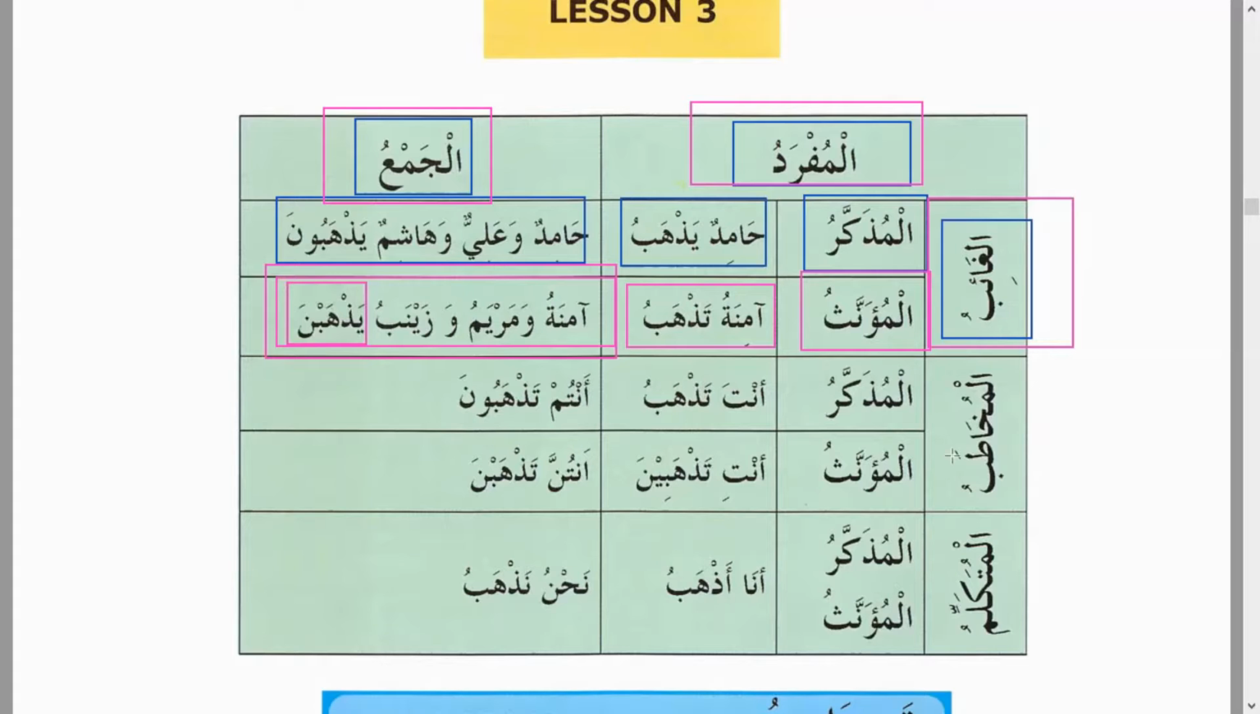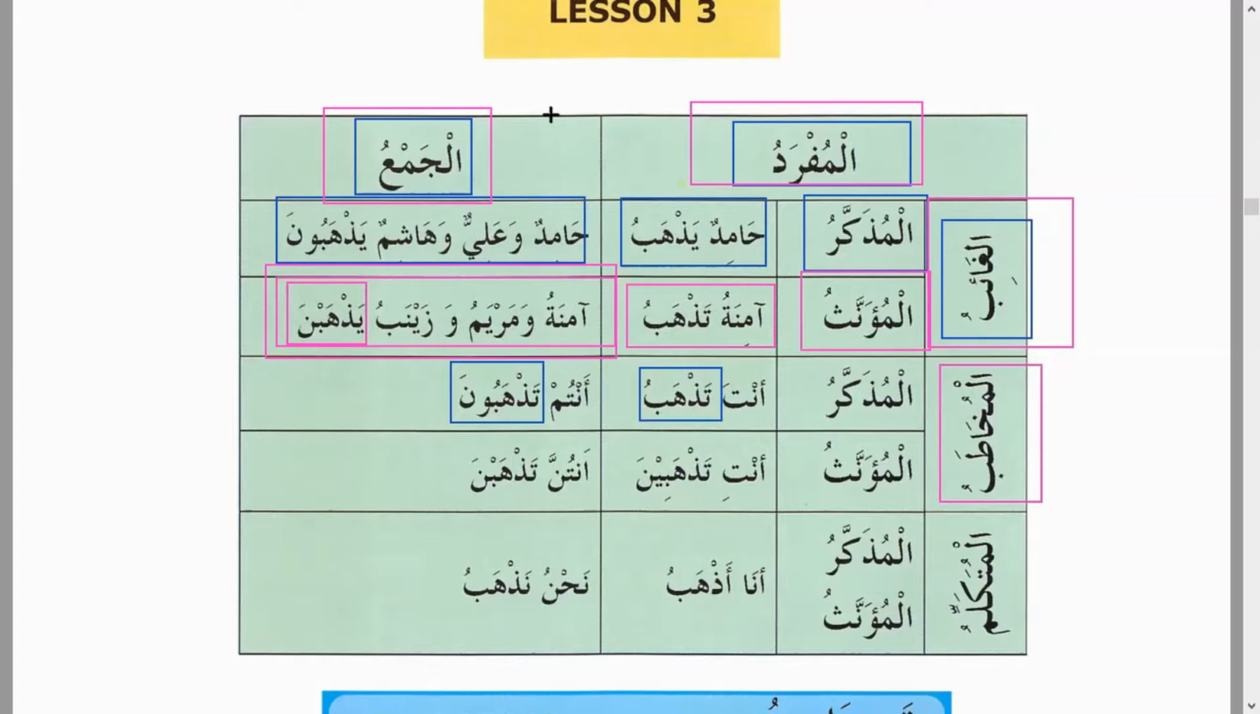Now for all of mukhatab, it all starts with ta. If it is singular and masculine, it will be tazhabu, taf'alu. It is the same as hiya tazhabu, but we look at the concept: anta tazhabu and hiya tazhabu are the same. Then the dual is taf'alani or tazhabani, and antum is tazhabuna. It is the same as yazhabuna, but instead of a ya we have a ta. Antum, you all men are going.